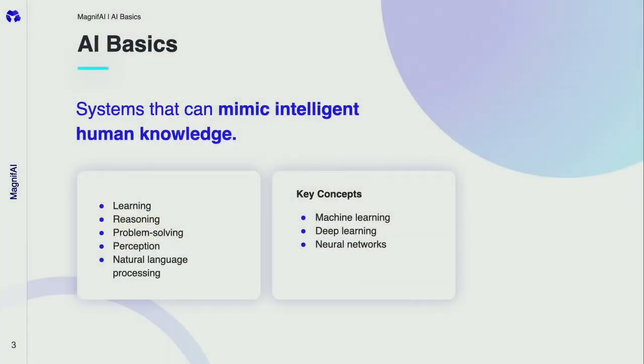So, first of all, what is AI? Artificial intelligence refers to systems that can mimic intelligent human knowledge. Human intelligence is a wide concept, and I think it's worth spending a while trying to understand what that means, but that is out of the scope of this talk. I am not an expert on that. The idea of having systems that can mimic that human intelligence is what brings us here.